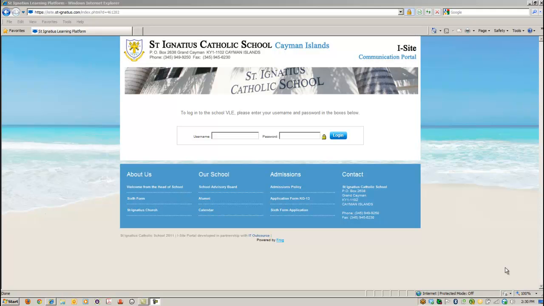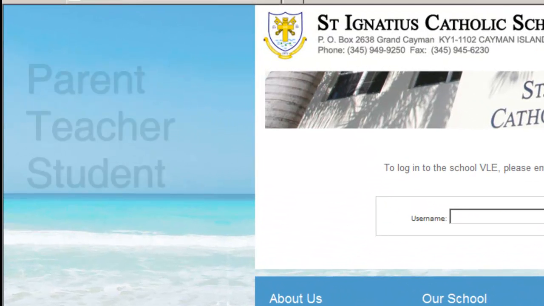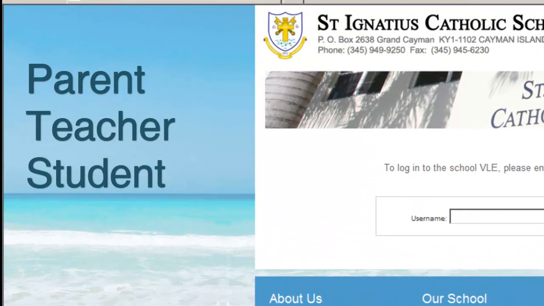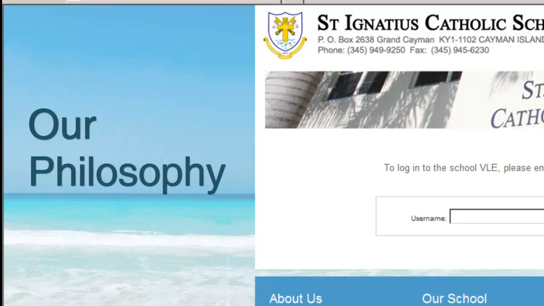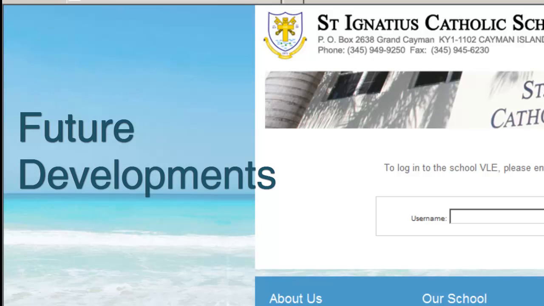I'd just like to give you a very brief overview of the eyesight learning platform that we've built. Look at the three faces, the parent, the teacher and the student. Talk a little bit about the philosophy behind it and why we built it the way we have, and something about the developments and how we hope to move this forward.